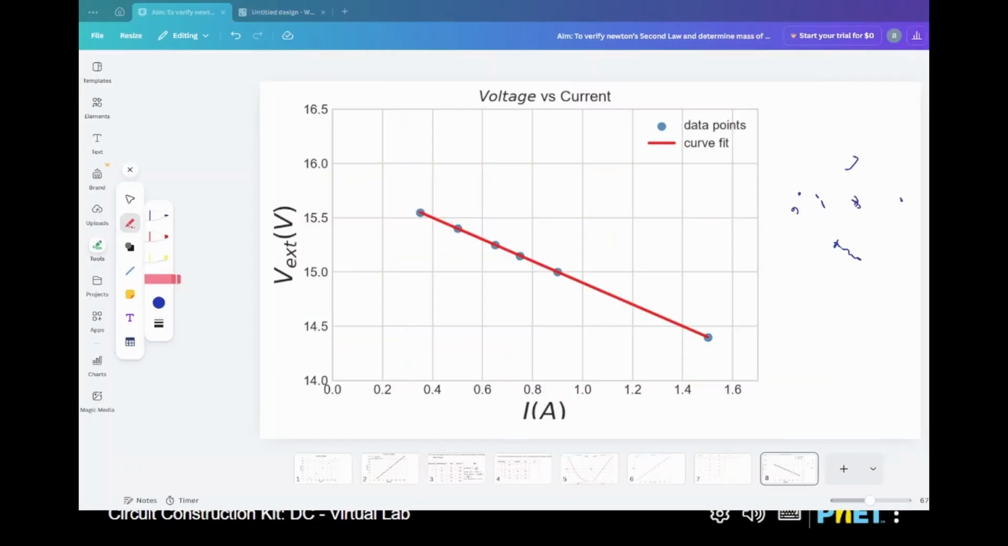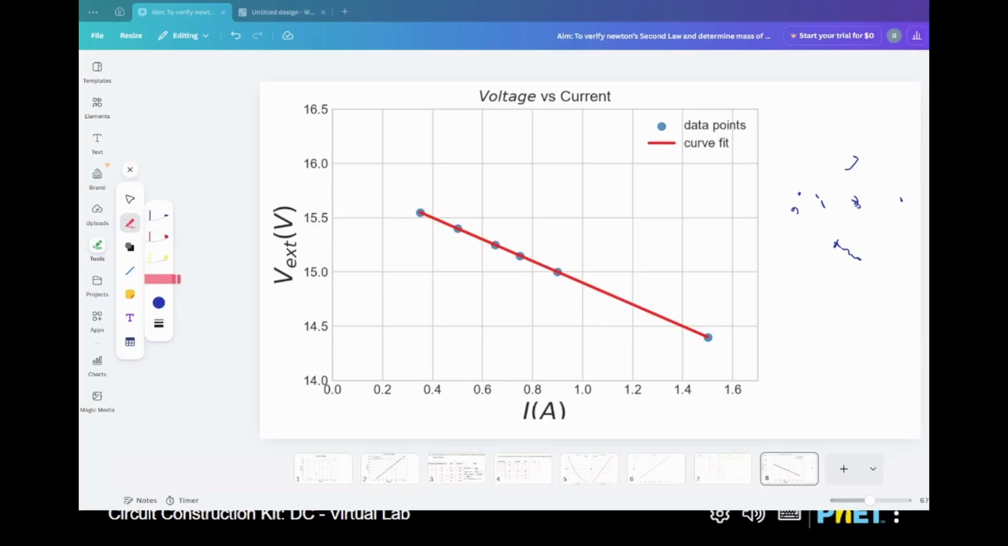So here I plotted my points. That is V external on the y-axis, which is my dependent variable, and this is current, which is my independent variable. Remember, when I was changing the resistance, I was actually controlling the current by Ohm's law. So now I have V external versus I.